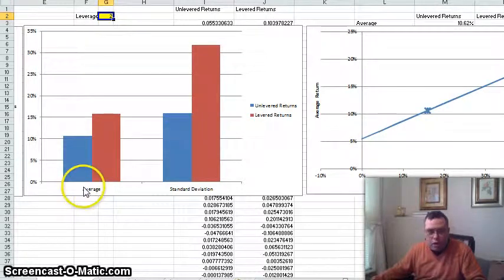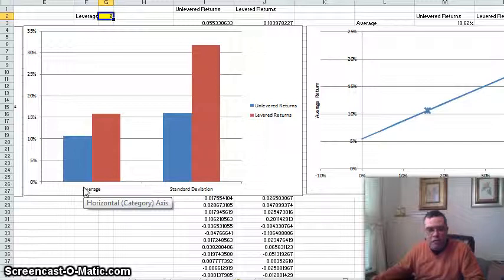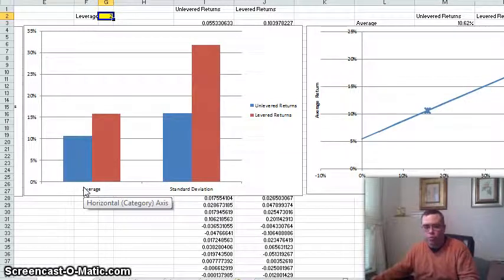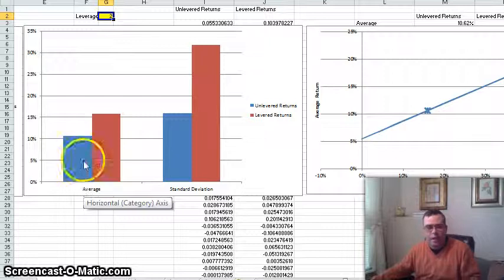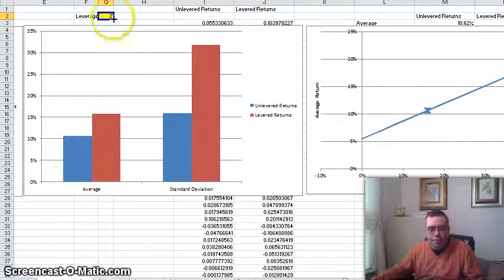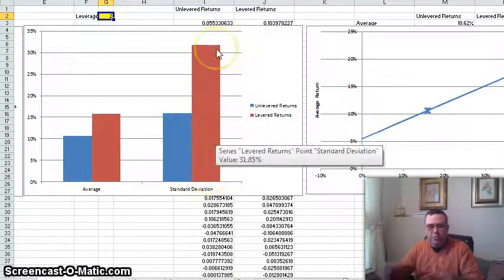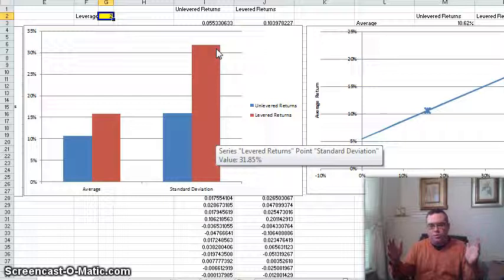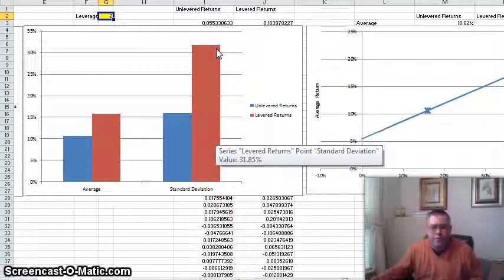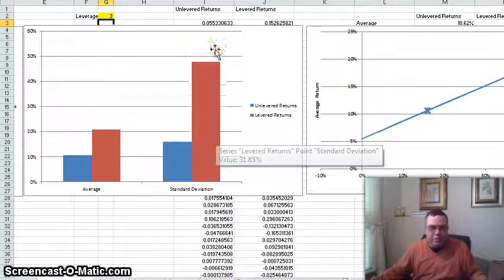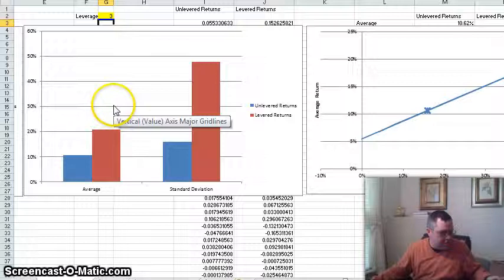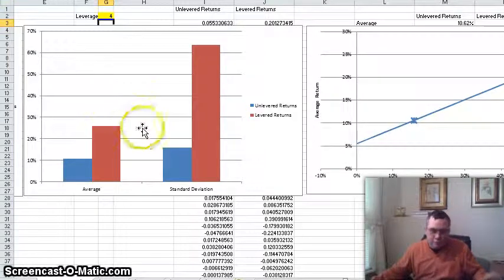The blue column is your non-levered return. So that's what the actual stock market returned if you just put $1 in and it was your own $1 and you didn't borrow anything. But if you lever up 2 times so that you put $1 in of your own and you borrow $1, your average return goes up, but your standard deviation goes up, which means the spread of that distribution gets quite a bit wider. There's a trade-off there. So if I change this to 3, it gets even worse. If I change it to 4, it gets even worse.